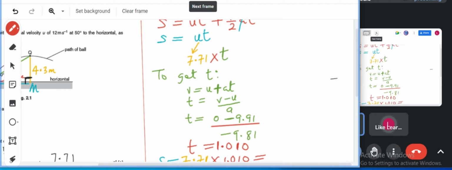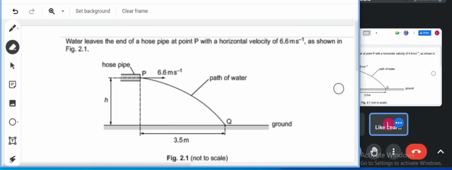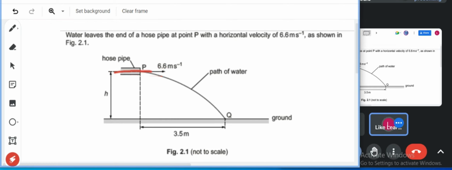Let's go to the next question. I want to explain something to you. I'm on the next page. It says water leaves the end of a hose at point P with a horizontal velocity of 6.6 meters per second as shown in the figure. The water is leaving from this place, and once the water leaves, it will travel through this trajectory before it drops at Q because of gravity.